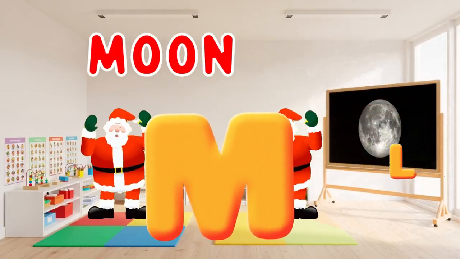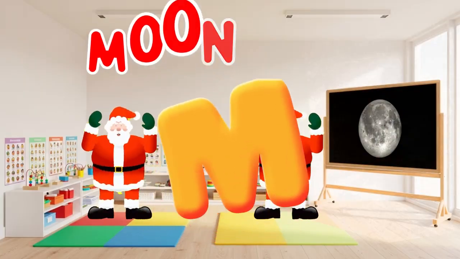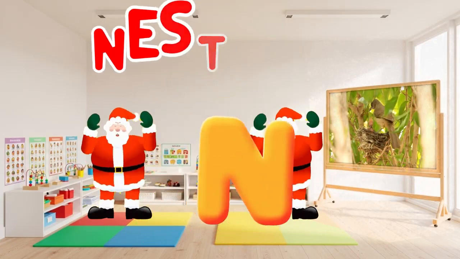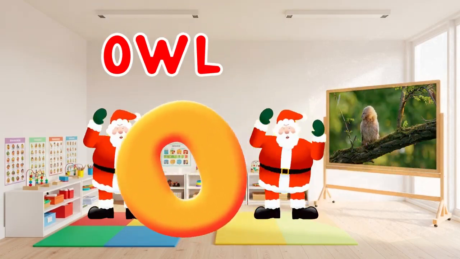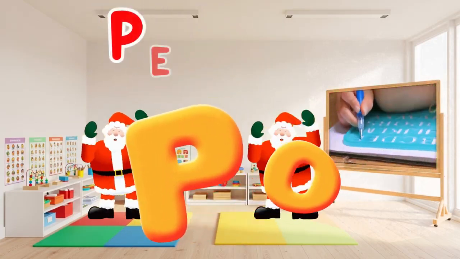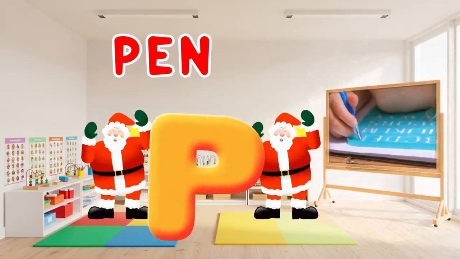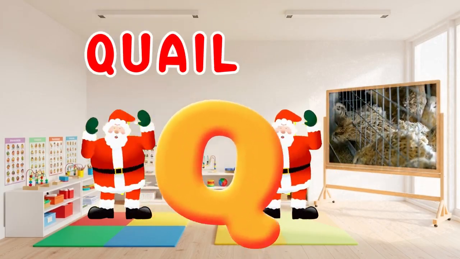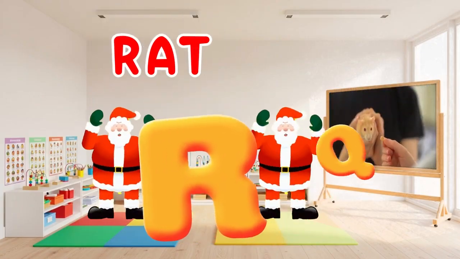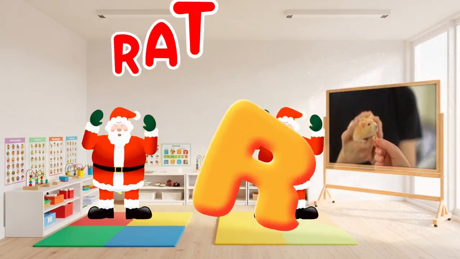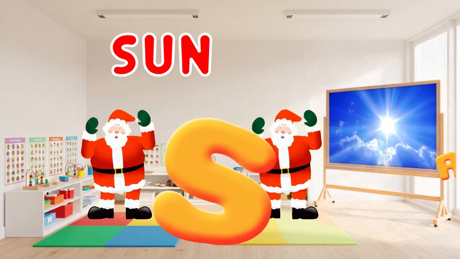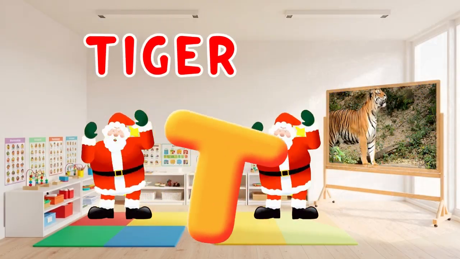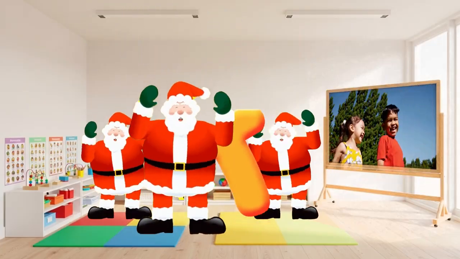M is for moon, moon. N is for nest, N, nest. O is for owl. P is for pen, R, rat. S is for sun, S, sun. T is for tiger, T, tiger.